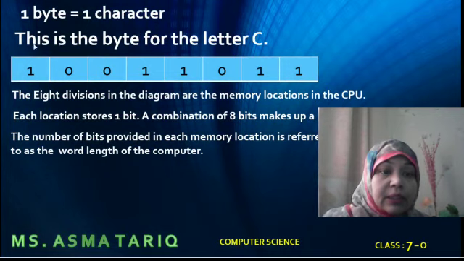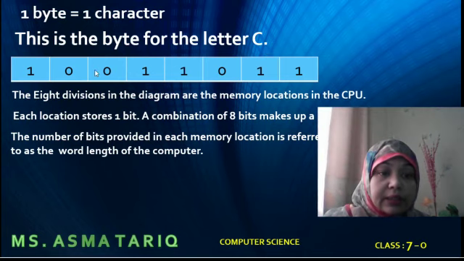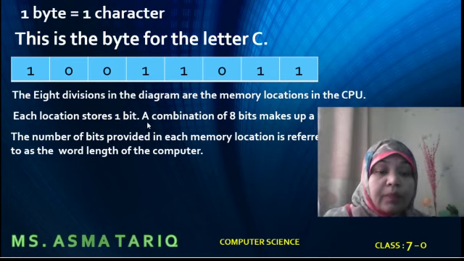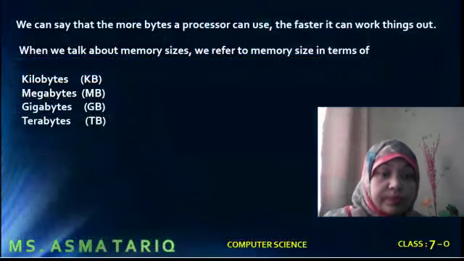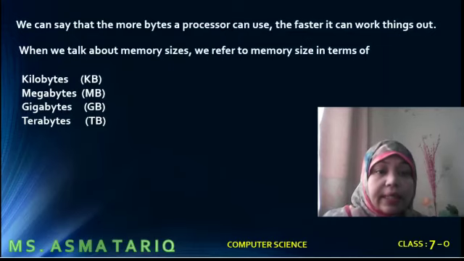In this example, this is the byte for the letter C. There are 8 bits that represent one character in one byte. Each of the 8 divisions in the diagram is a memory location in the CPU. Each location stores 1 bit. A combination of 8 bits makes up a byte. The number of bits provided in each memory location is referred to as the word length of the computer. So we can say that the more bytes a processor can use, the faster it can work things out.